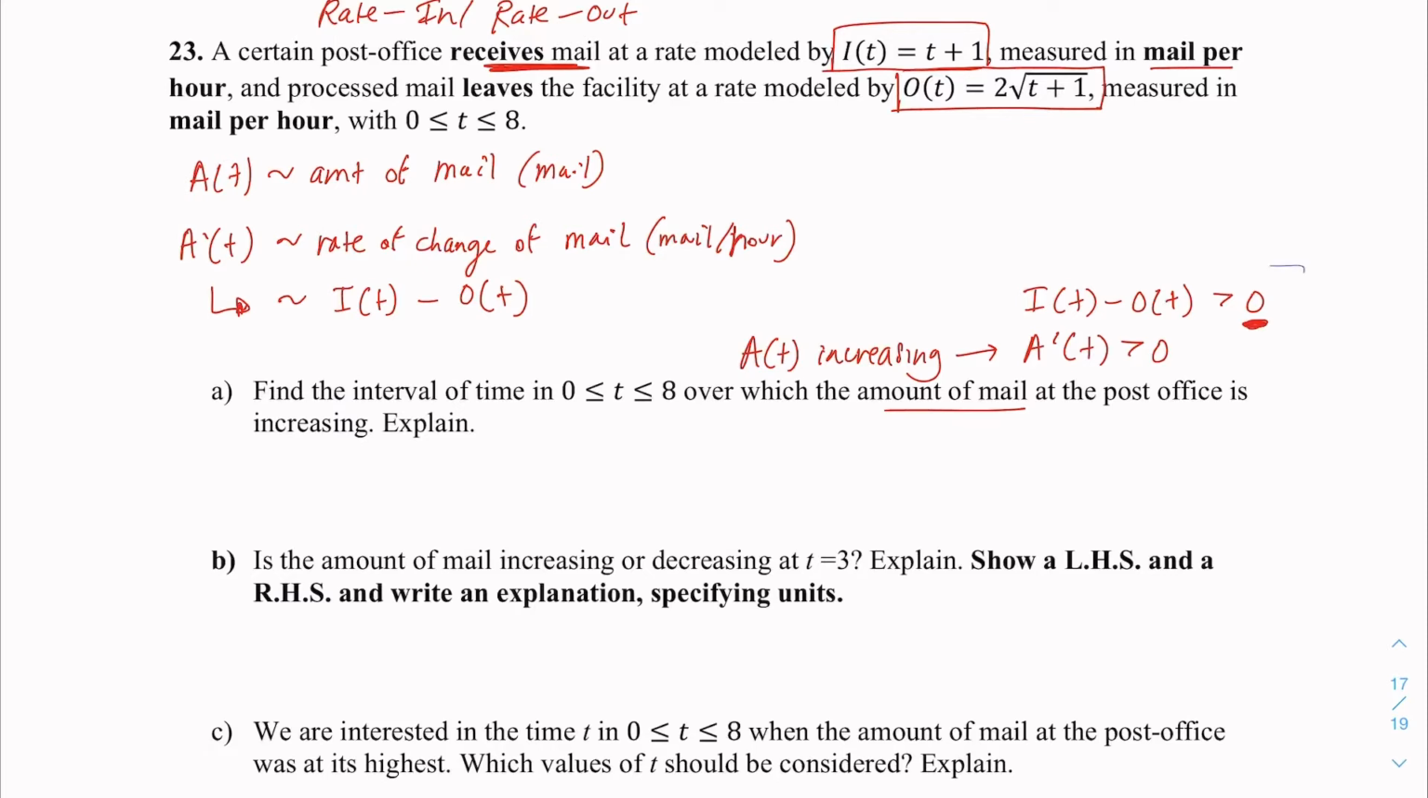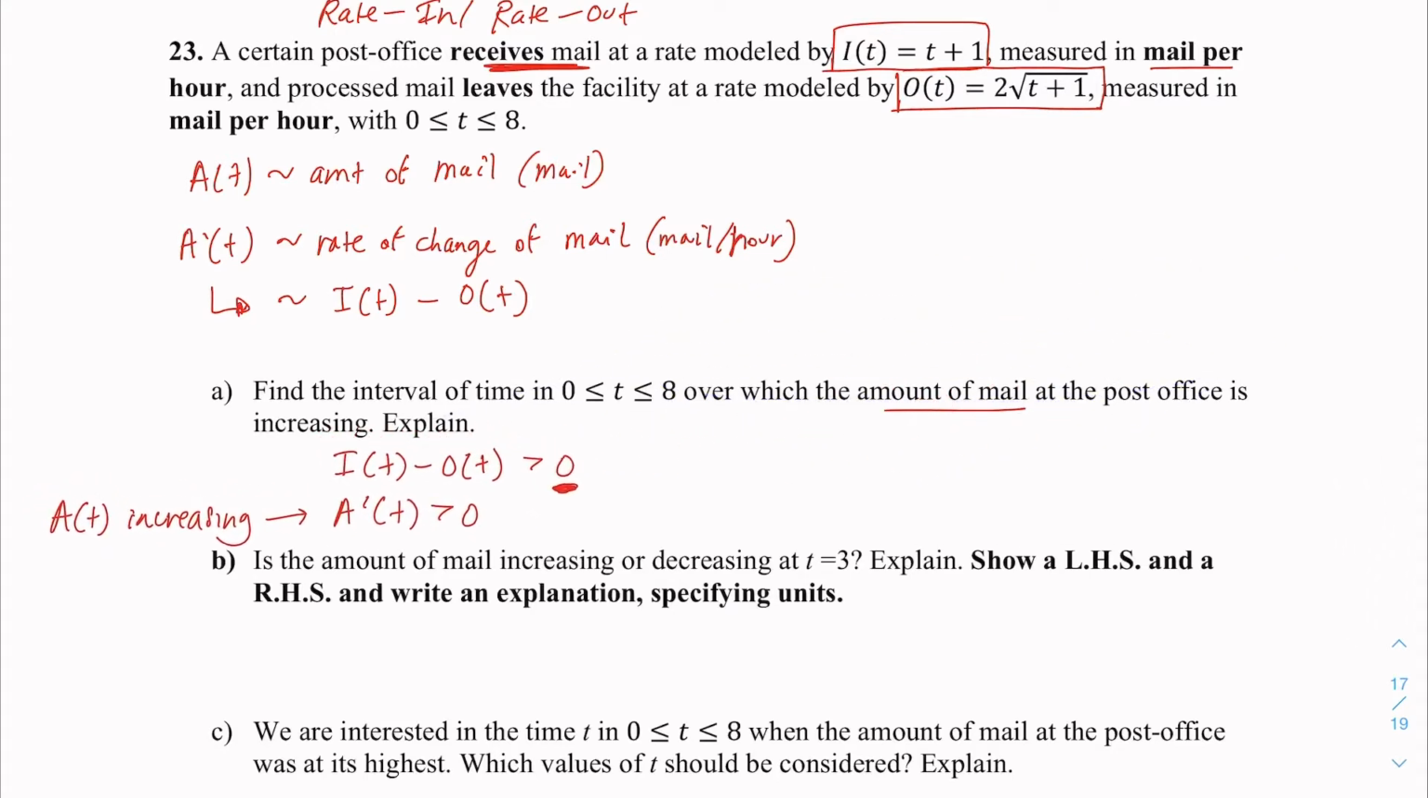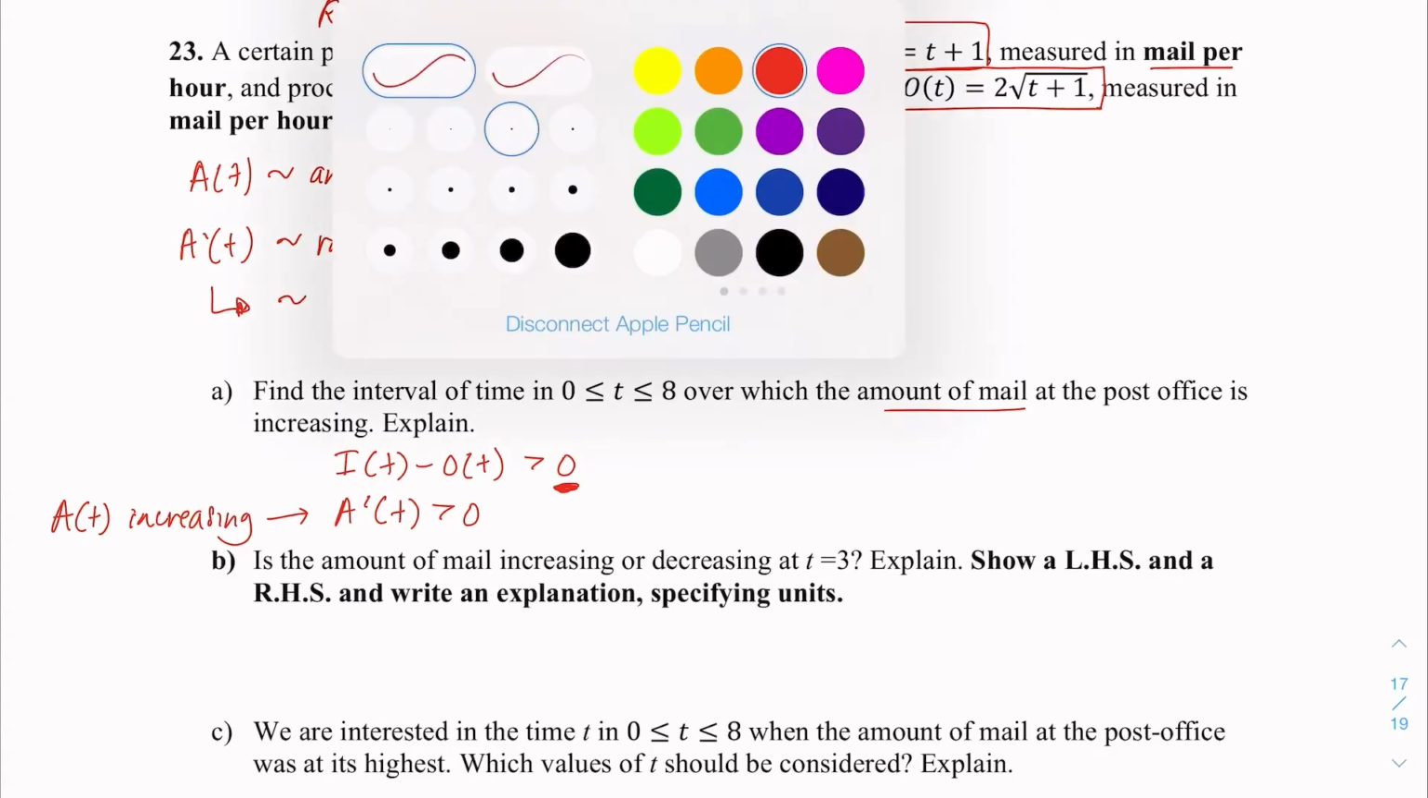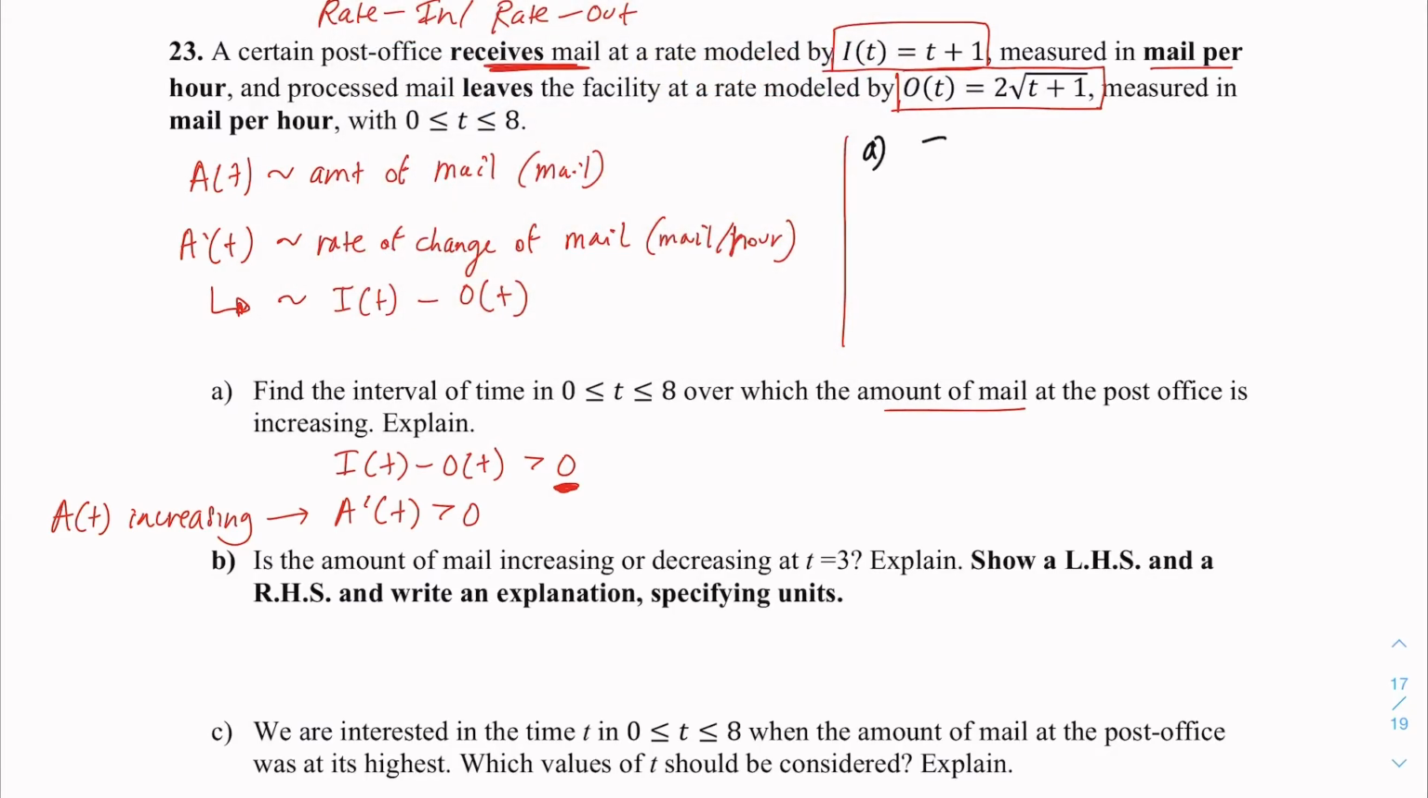Okay, let's see. I'll do my work here. So this is for part A. I of t minus O of t, I want to see where that's greater than 0. So I of t is t plus 1. I want to subtract from that 2 root t plus 1 and set that greater than or equal to 0. So the way to find the roots here is for now, let's just set it equal to 0, and then once we find the roots, we'll use a number line to see where it's positive.